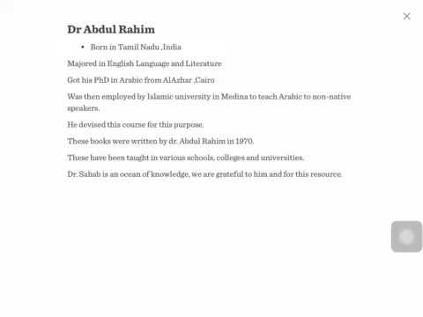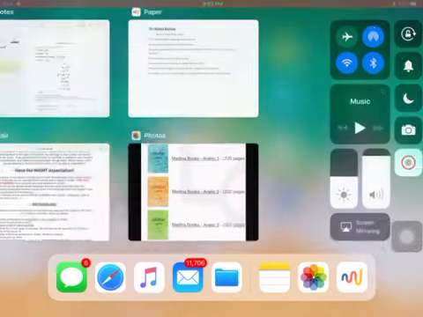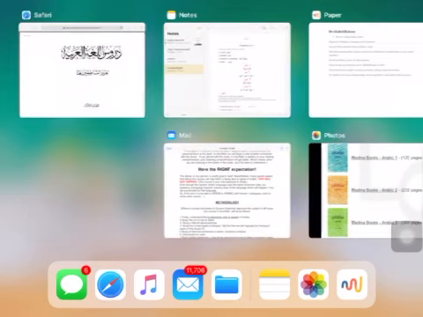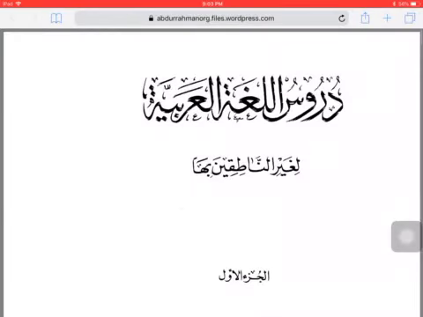Saab that he wrote these. May these become a sadaqah jariyah for him, inshallah. So we looked at the books, we learned a little bit about Dr. Abdul Rahim, and now we go on to the book itself.